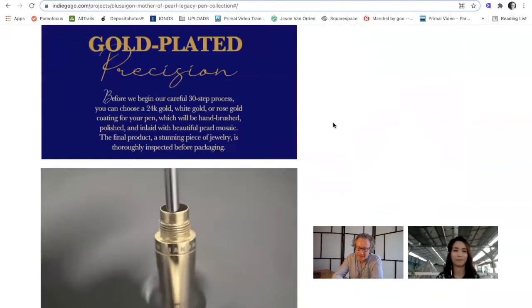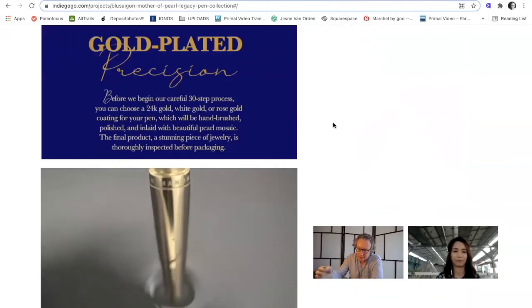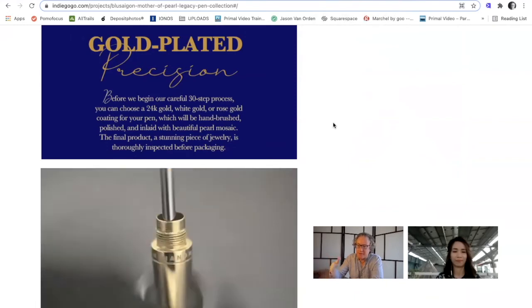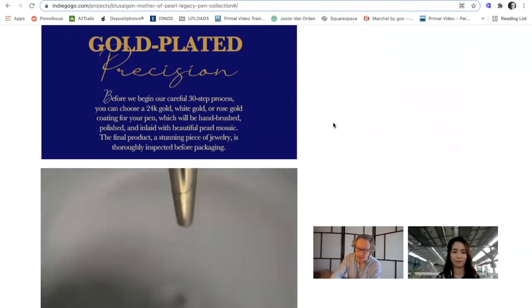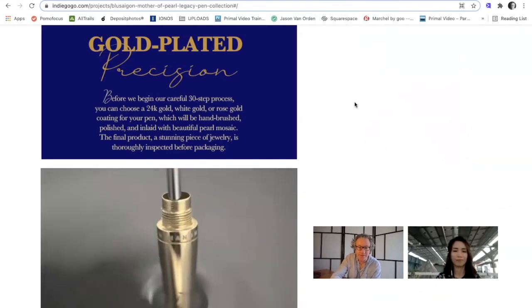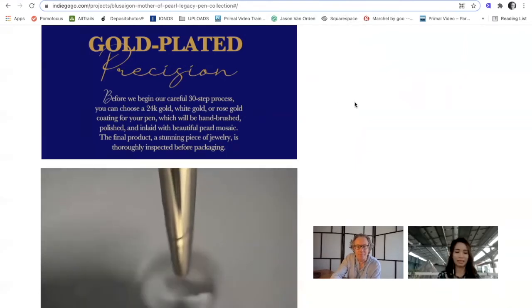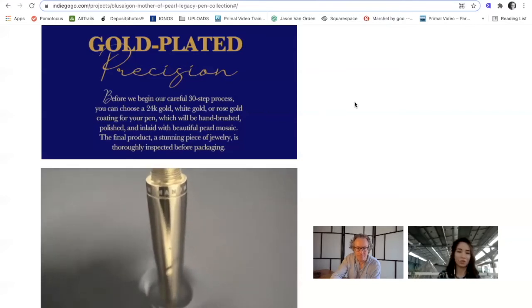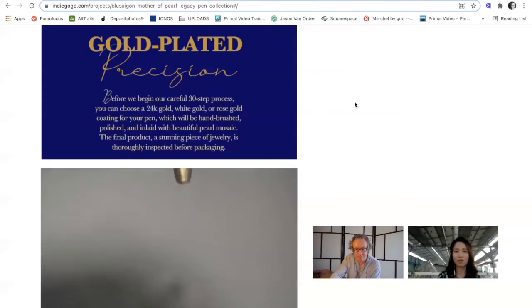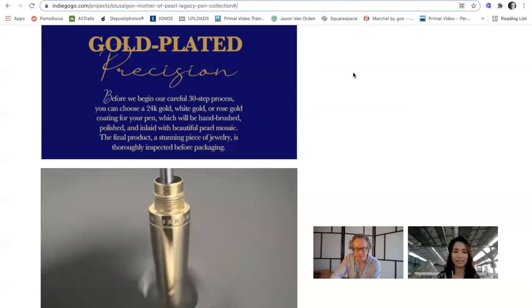So what is that? The artisans actually dip the pen, or that piece, into gold. Is that correct? Mm-hmm. Yeah. The inside parts are from monolithium brass, and then we dip that into the 24K gold or white gold or rose gold to get the blade outside.